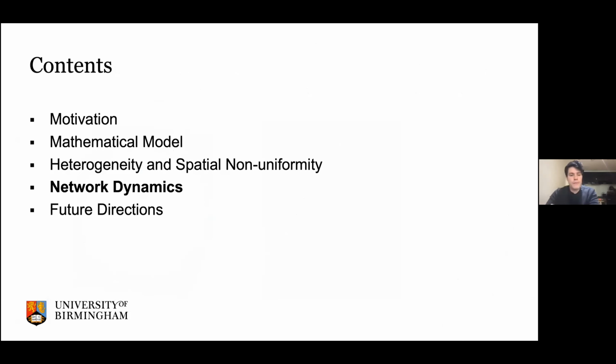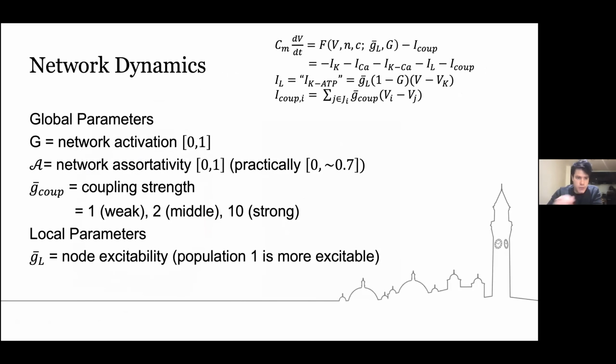Okay, and so now we're going to put some network dynamics onto these spatially non-uniform networks and see what happens. And just a reminder, we have our global activation parameter G, which is in 0 to 1. 0 means the network should be fully inactive. 1 means that the network should be fully active.